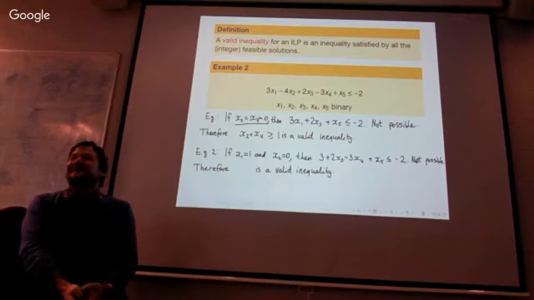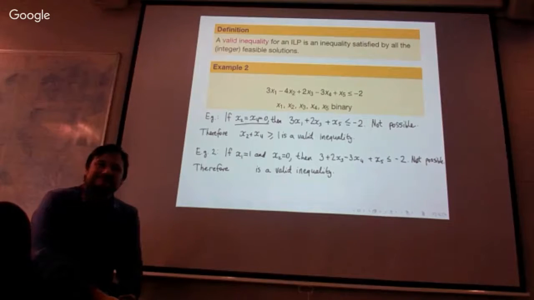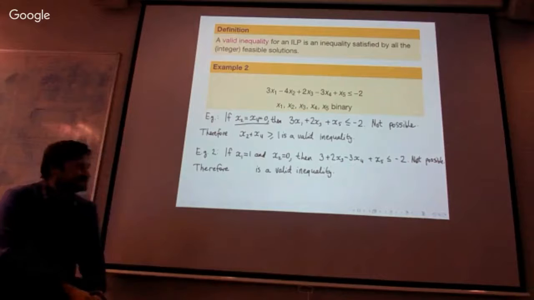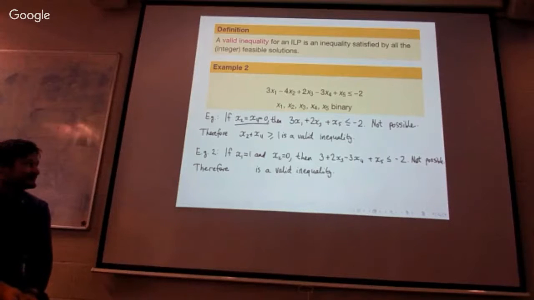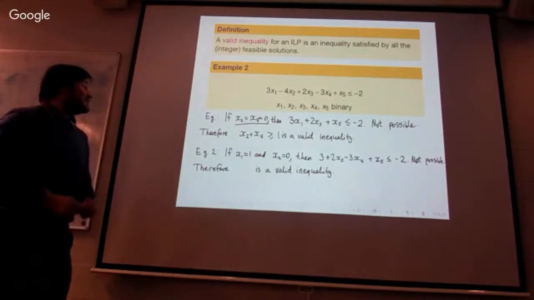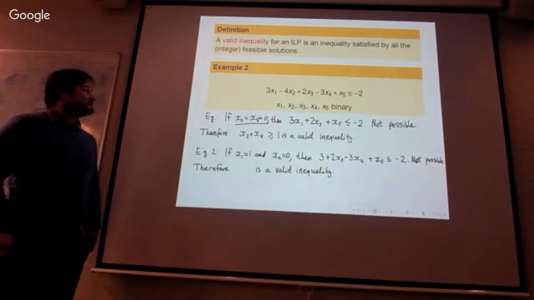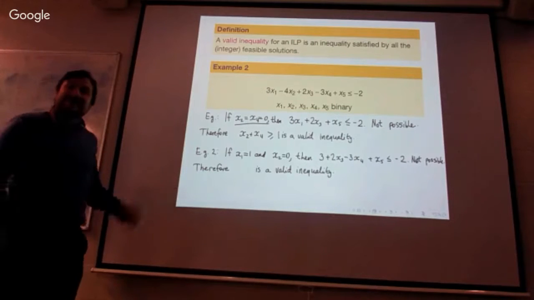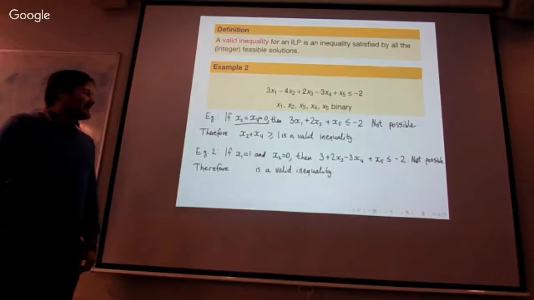Great question. If we set x2 to 1, x1 to 0, and set the other variables to 0 as well, we get -4. Good. So it doesn't prove anything. But yeah, that's good.